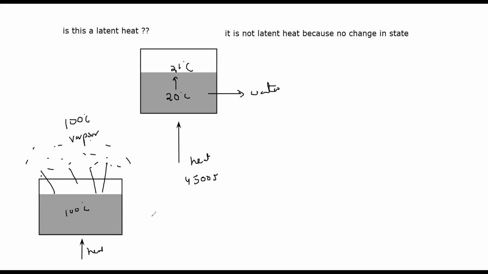You supplied 4,000 joules. You supplied 4,000 joules to this 2 kilogram water. So if a question is, what is the latent heat? Latent heat means energy required to change the state only, so it can be any object. So latent heat is 4,000 joules.